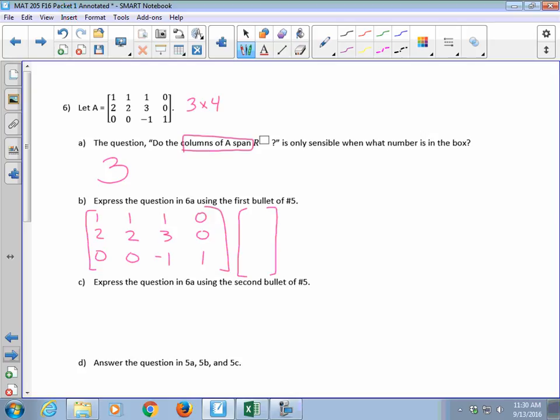I heard somebody say it. 4, yeah. Because I need 1 for each of the columns. So you take a linear combination of 4 columns, you need 4 weights: x1, x2, x3, x4 equals. And when I take linear combinations of the 4 columns, how big is the resulting vector going to be?